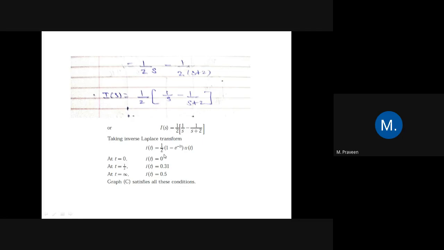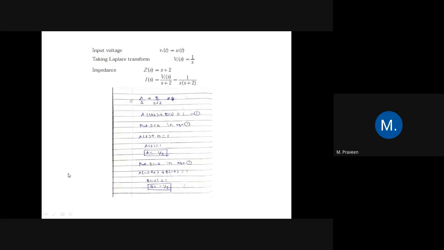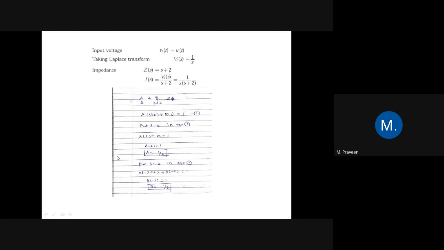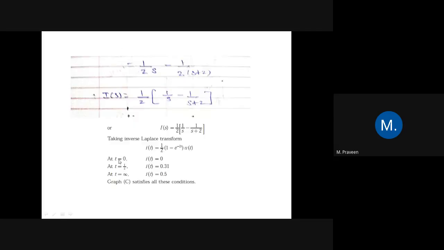Now we have to substitute values of t starting from t equal to 0. We have several responses here, so we start from 0, then 1 by 2, and then 2. Now we start at t equal to 0. Then e to the 0 becomes 1, and 1 minus 1 becomes 0. Therefore I of t is equal to 0. And the next one is at t equal to 1 by 2.